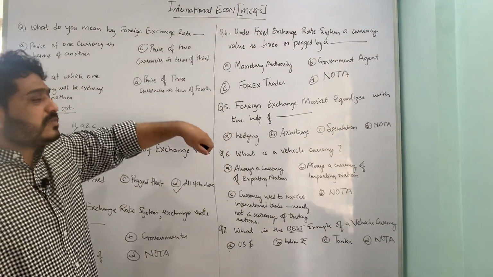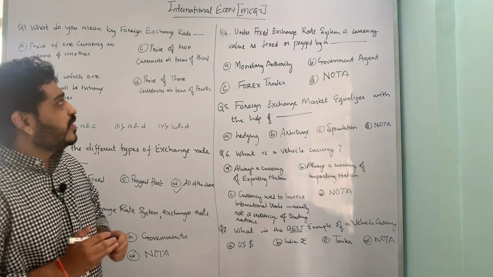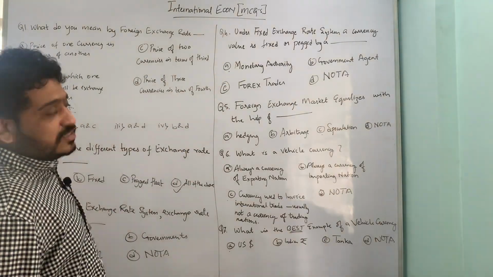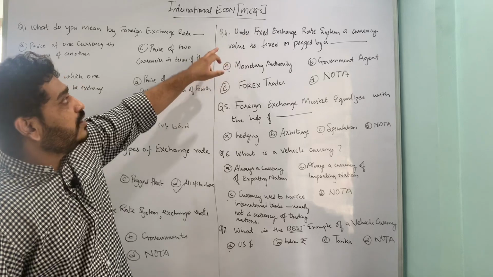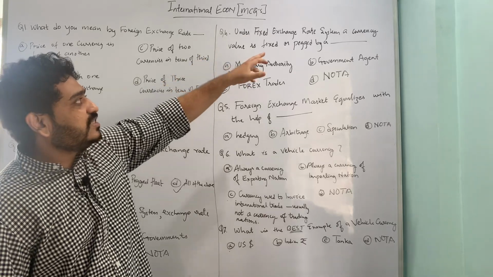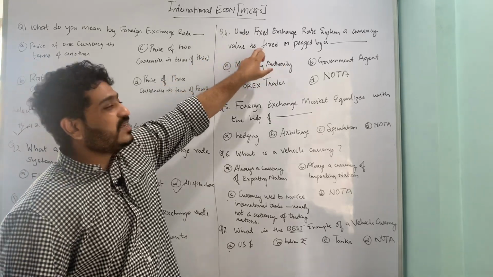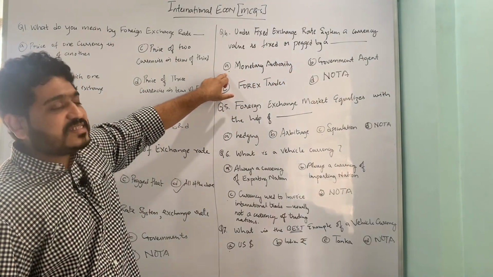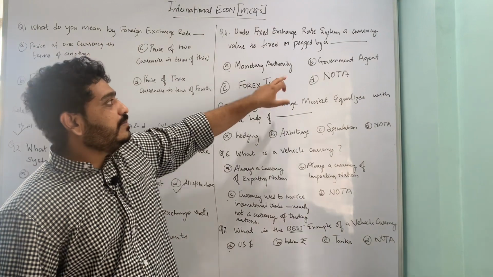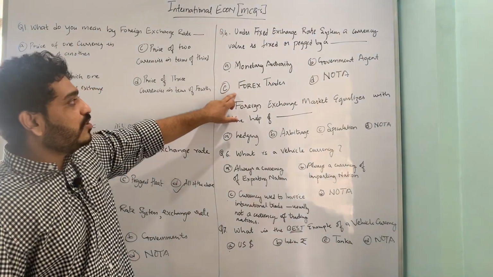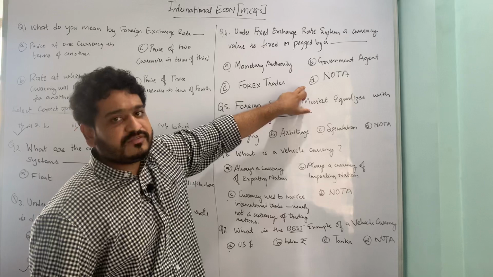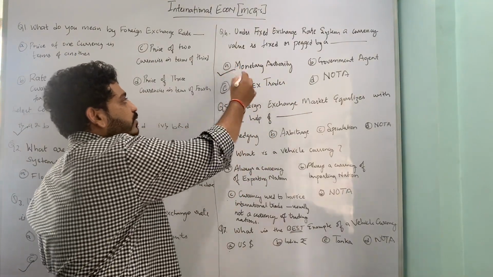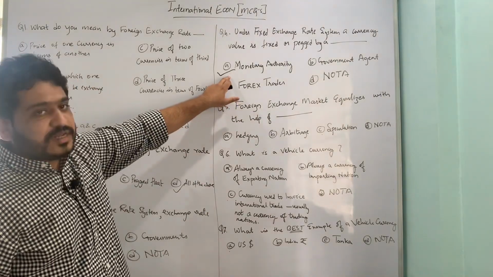Let us move to the fourth MCQ. The question is under the fixed exchange rate system. Earlier it was the flexible exchange rate system; here we are talking about fixed. So the question is, under the fixed exchange rate system, a currency value is fixed or pegged by whom? A monetary authority, B government agent, C foreign exchange traders, or D none of the above. Here the correct answer is, it is always the monetary authority which fixes it. So A, monetary authority, is the correct answer.